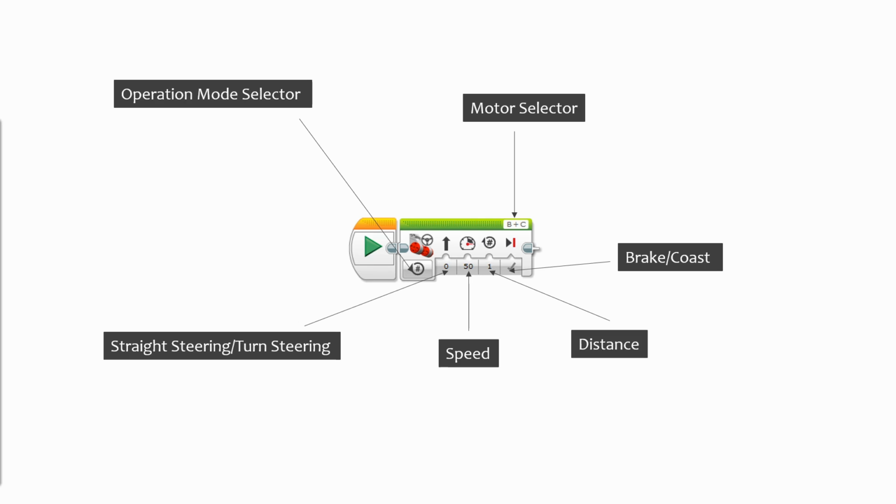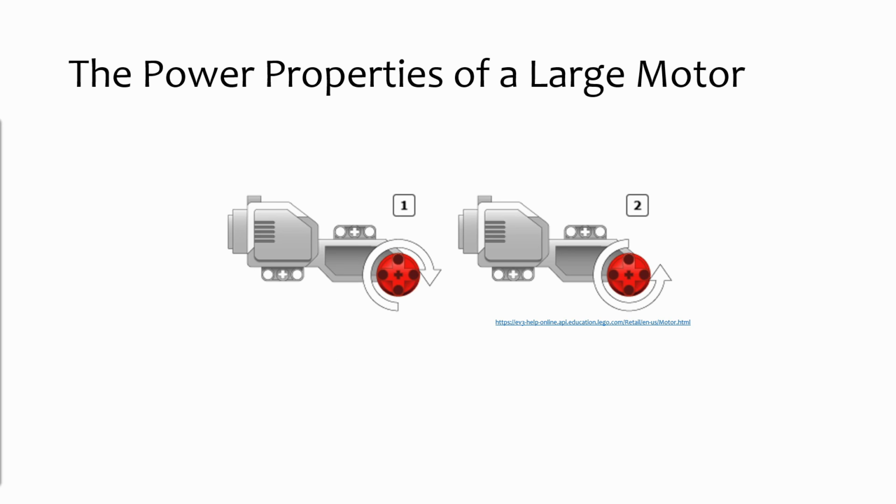Next, the speed property. This sets the speed of the motors of the robot. Next, the distance property. This sets the amount of rotations that the motors of the robot should rotate before the block ends. The last property is the brake coast property. This sets whether the robot should just coast when it reaches the end of the block or whether it should try to actively stop.